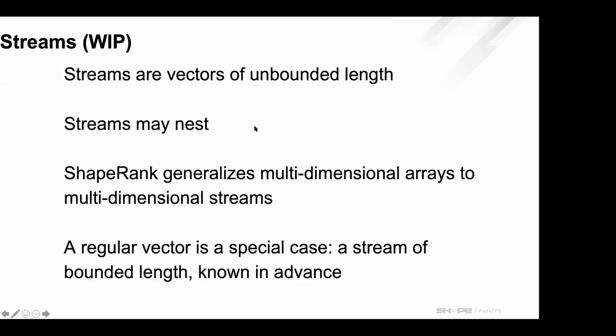Now, when we start doing streams, we do have to think about what the model is. Streams are basically vectors of unbounded length, of an unknown length. It might be finite, in reality it's always finite, but it certainly is not something that we know in the program. Then we generalize the multidimensional arrays to be multidimensional streams, and still apply the rules of rank polymorphism, as we'll see. The regular tensors are just a special case where we happen to know what the length is going to be.